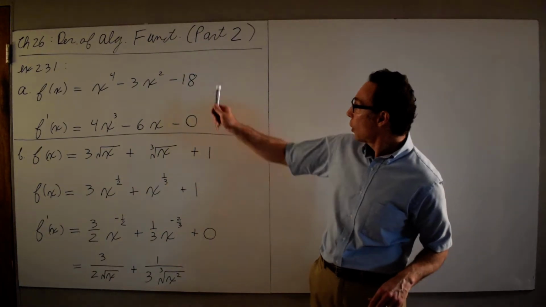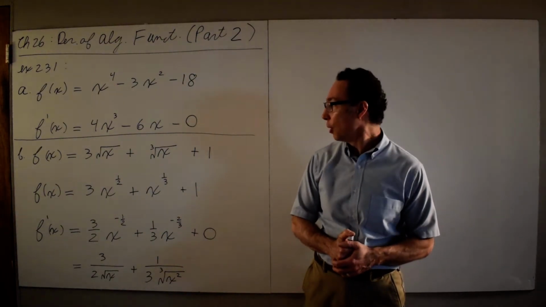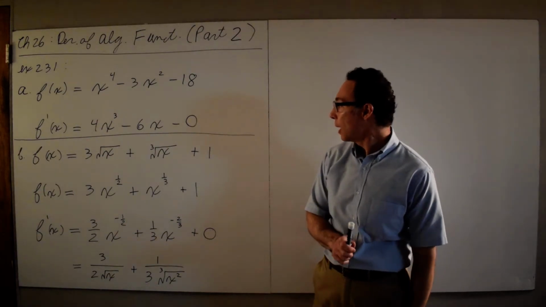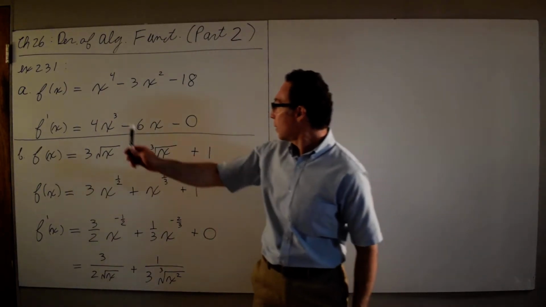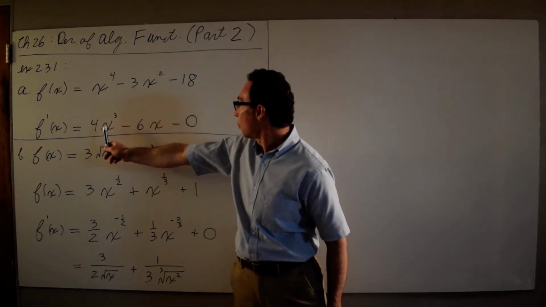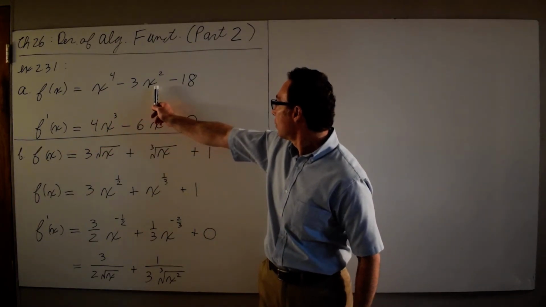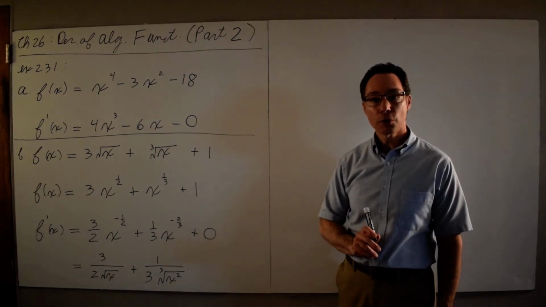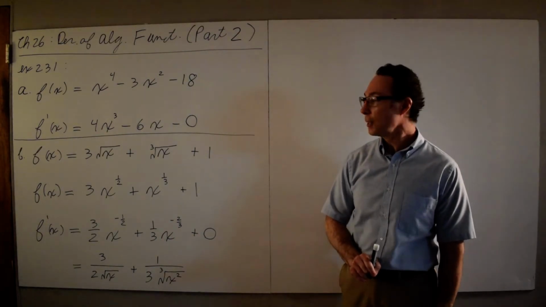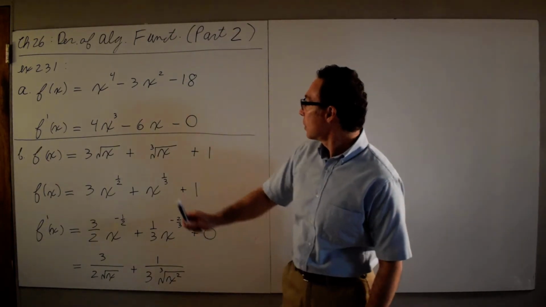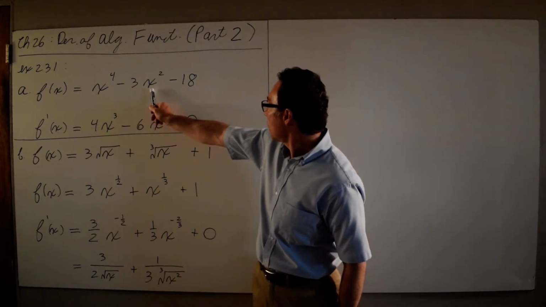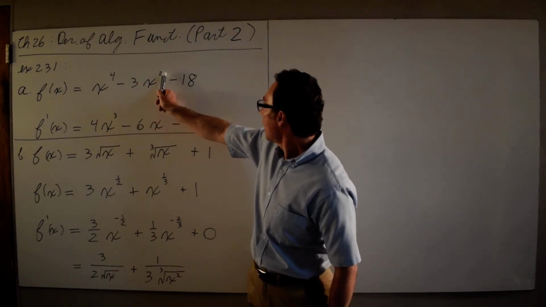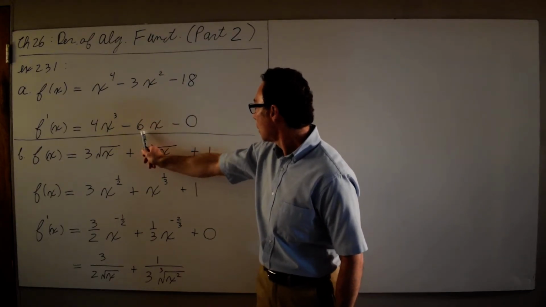But first of all, we start with a polynomial. Differentiating a polynomial is a fairly simple process now that we have our rules. Why? Well, we have the power rule that tells us the derivative of x to the fourth is 4x cubed, and the derivative of x squared is 2x. We have the rule that says the derivative of a constant times a function is a constant times the derivative. So the derivative of 3 times x squared is the derivative of x squared times 3, so we have 2x times 3. So we have our 6x.